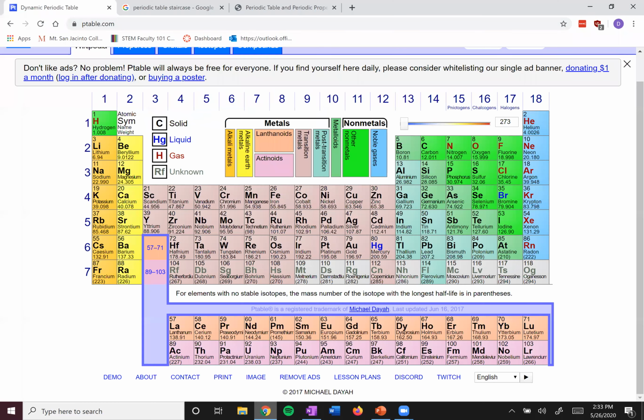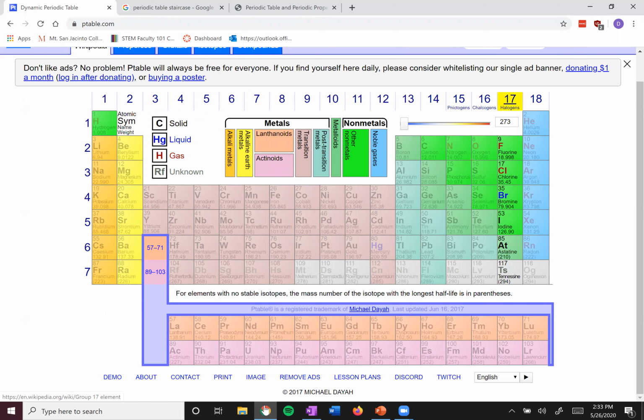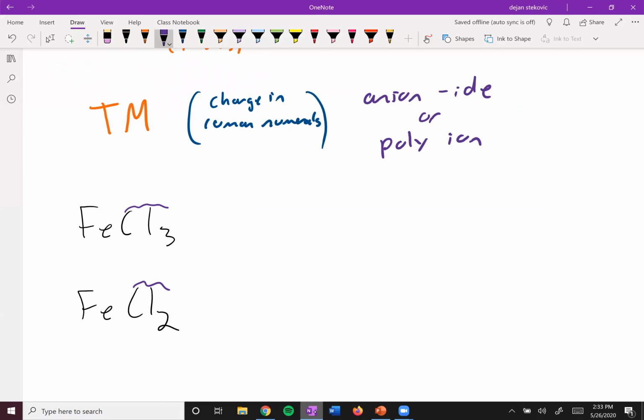If we take a look at our periodic table, we see chlorine is over here, 1 away from the noble gases. So it's going to want a charge of -1. And so overall, this is going to be -3 because there's 3 of them. And then this is going to be -2. Which means that the charge on this iron is going to be a +3 because overall it must be neutral, which means this one's going to be a +2. And so that's what we put in the Roman numerals here, is this charge.